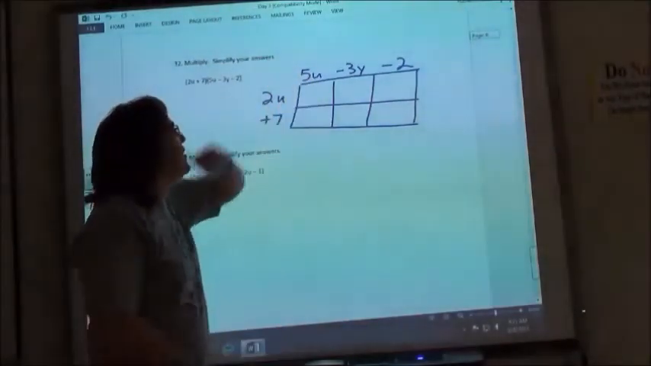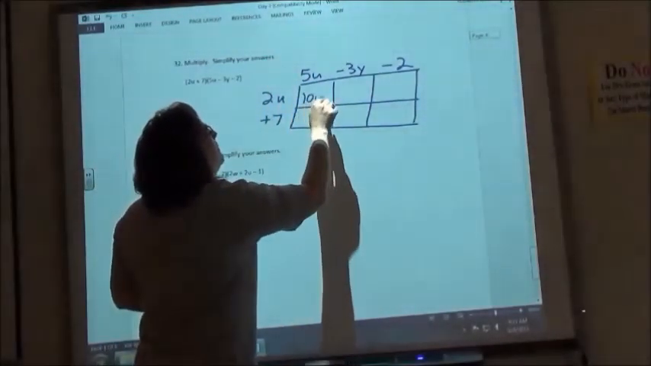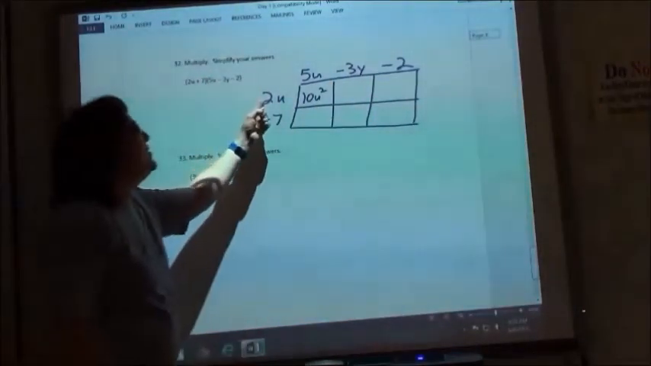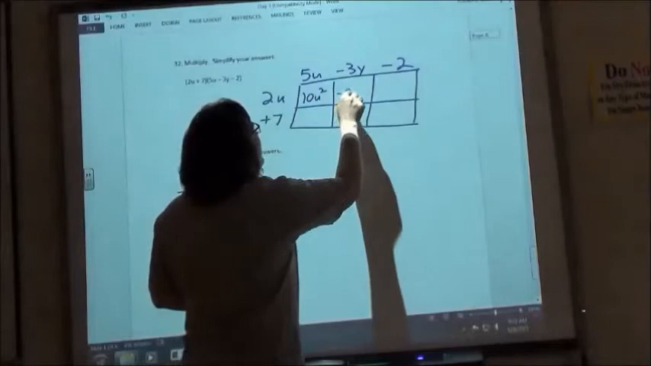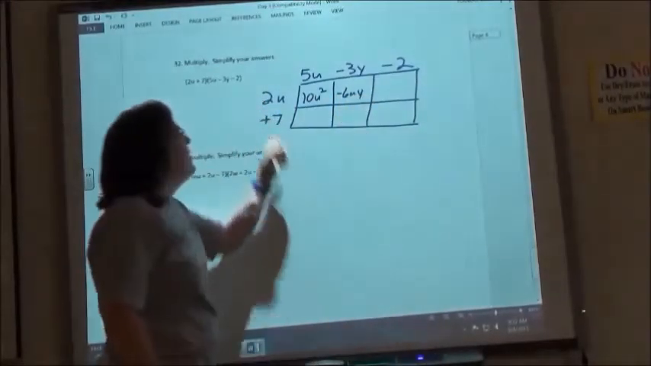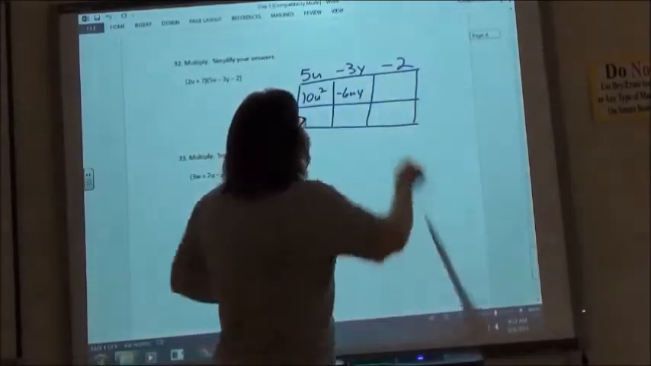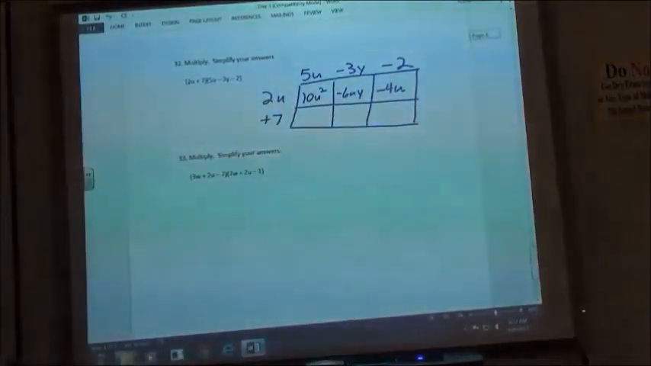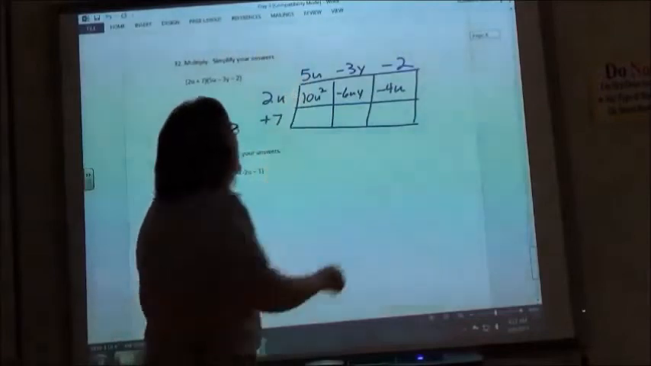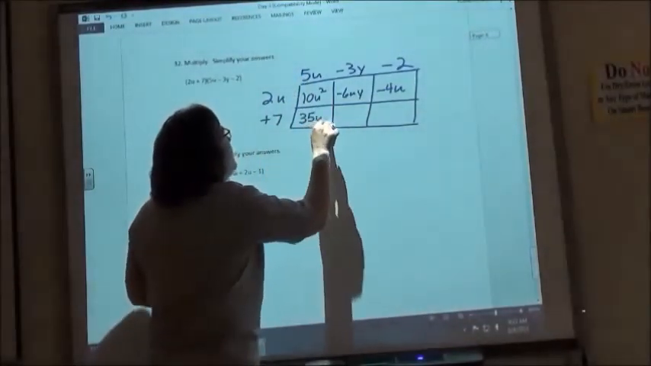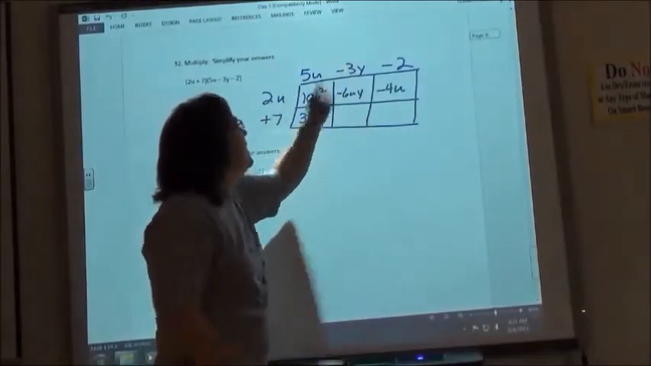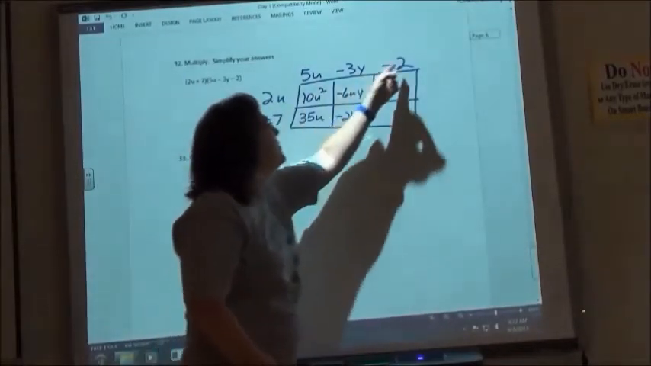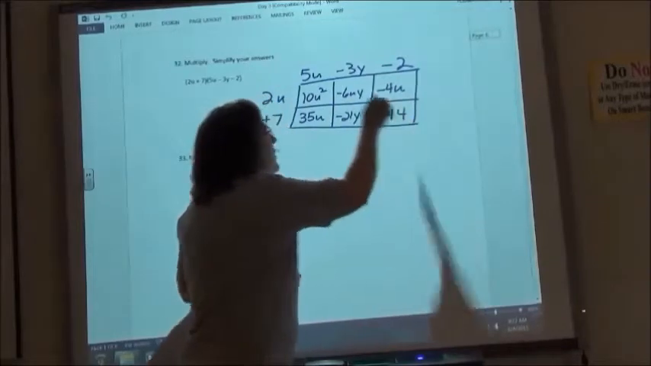2u times 5u, 10u squared. 2u times negative 3y, negative 6uy. 2u times negative 2, negative 4u. And then multiplying by my 7, 7 times 5u, 35u. 7 times negative 3y, negative 21y. 7 times negative 2, minus 14.